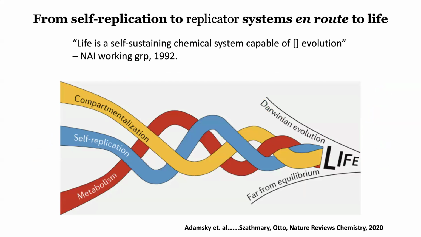So when I keep saying emergence of life, we need to have some working definition in order to be able to systematically approach this in the lab. For this, there was a working group that was constituted in the early 90s, and they came up with this definition, which works very well. It basically addresses life as a self-sustaining chemical system that is capable of Darwinian evolution.